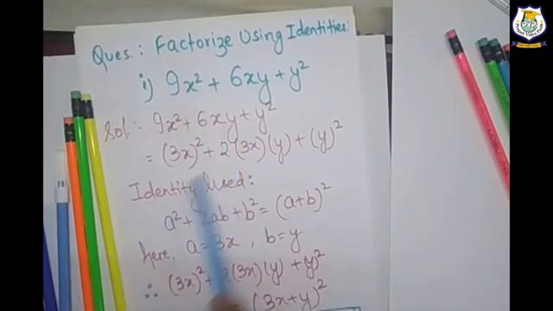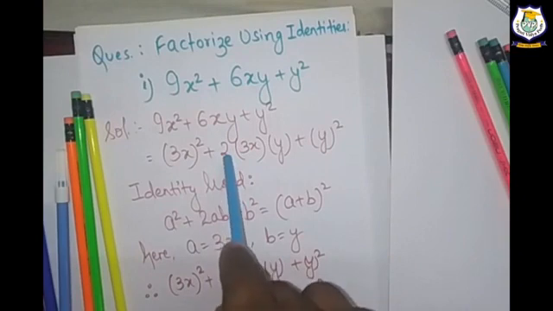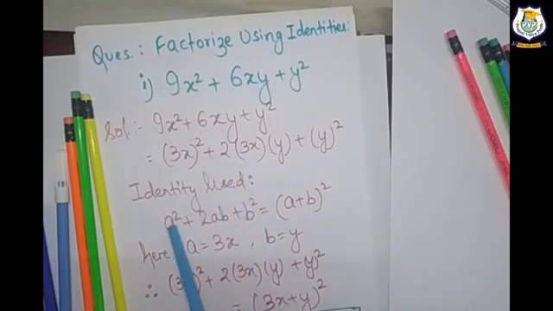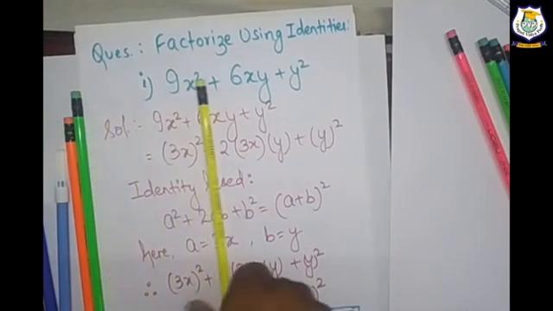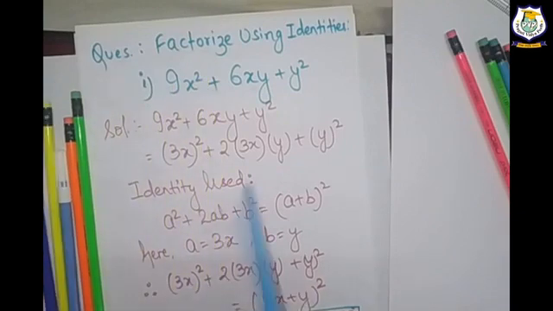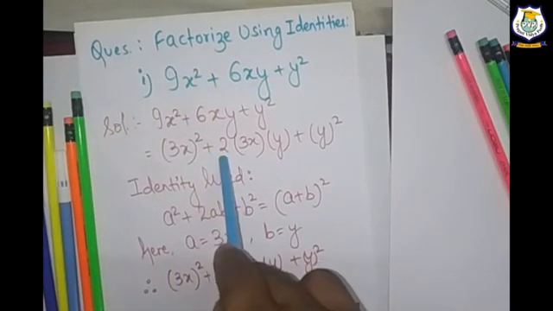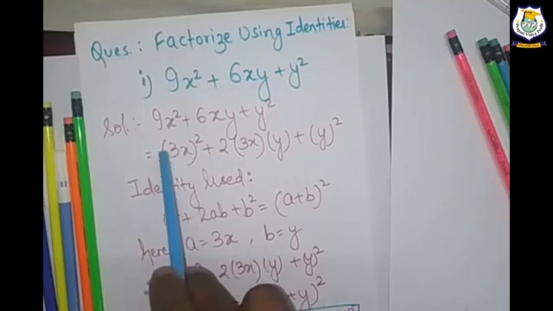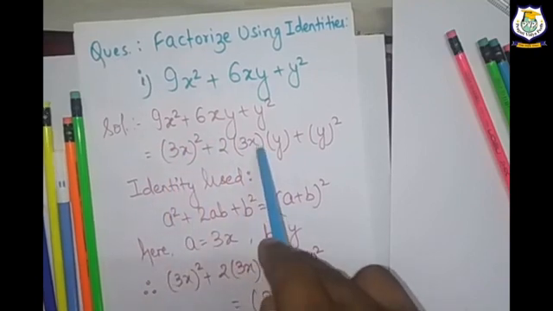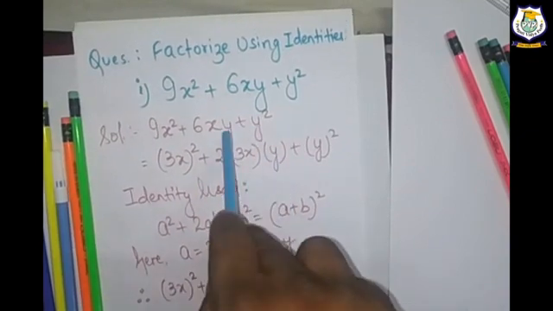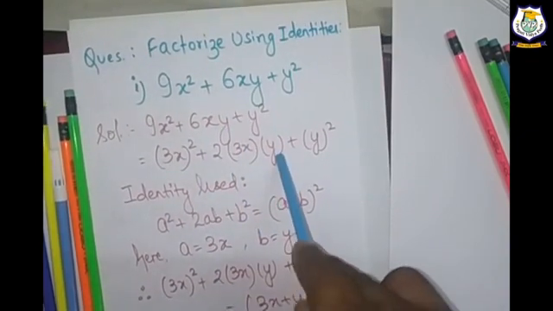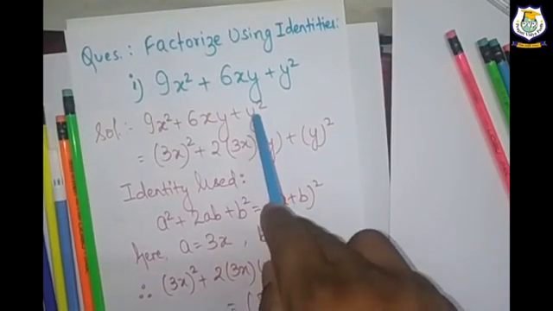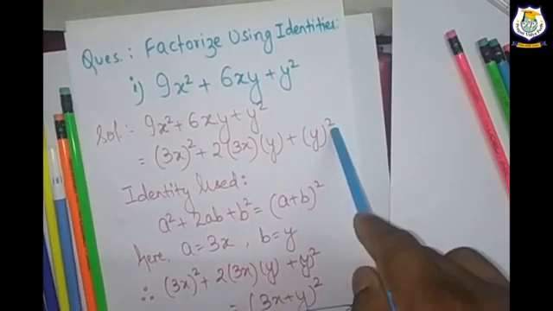6xy can be written as 2 times 3x times y, because the formula we have is a square plus 2ab plus b square. Therefore 2 must be there. A is the first term that we have written over there. That's why 2 into 3x. And the remaining term, that is y, we needed. That's why we are writing y. And the last term is y square. So we have y whole square.